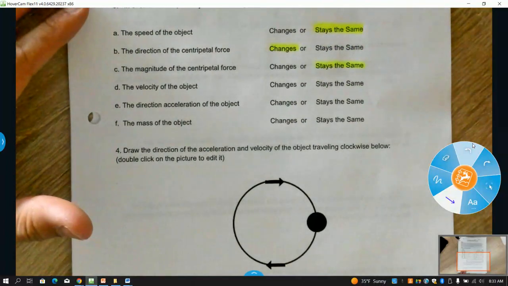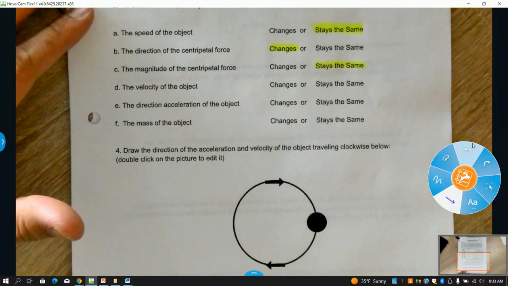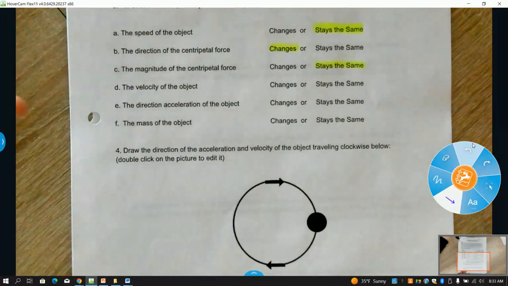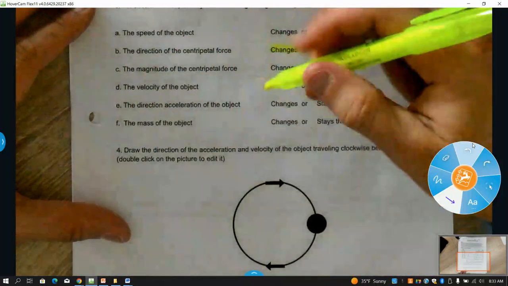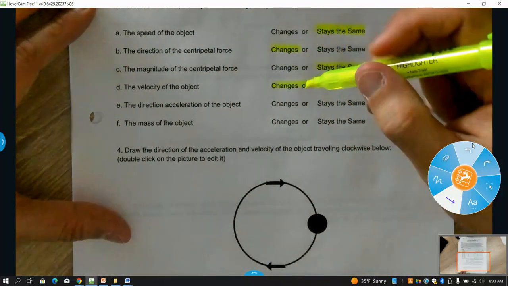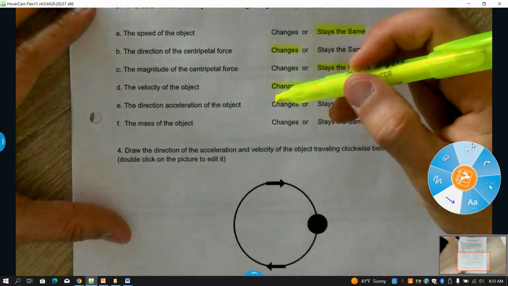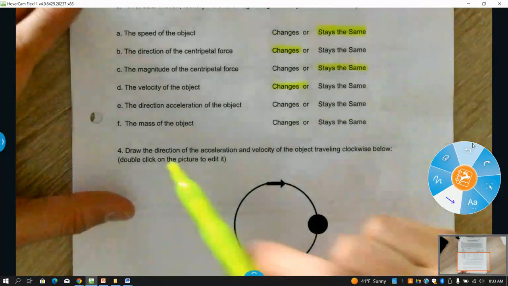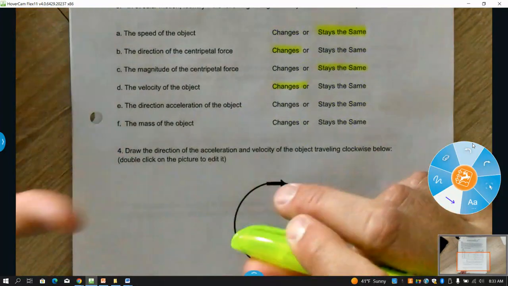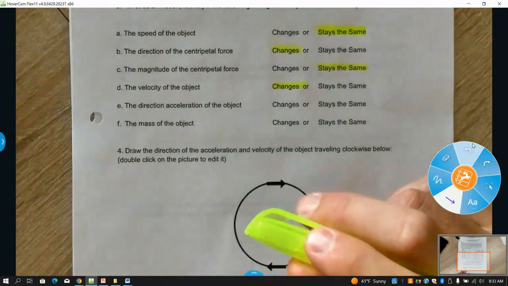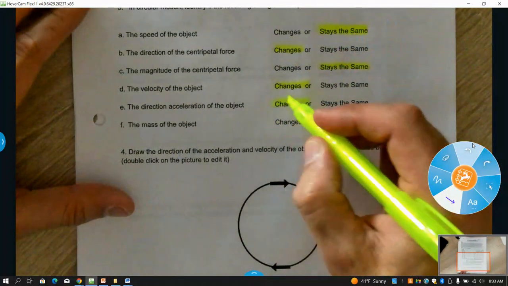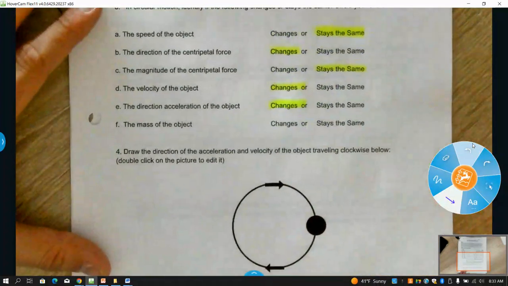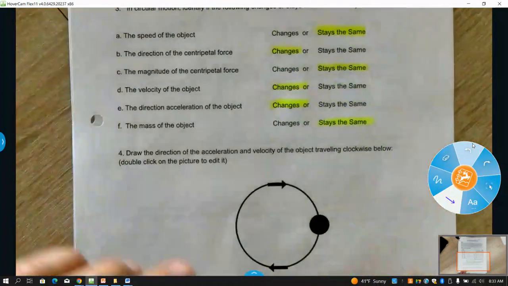What about the velocity? Good. It's going to change, and why? Because if we broke it down into simplistic terms, velocity is essentially just speed with a direction. And since the direction is constantly changing, the velocity, therefore, is constantly changing. Anytime you have a change in velocity, the object is accelerating, and the object accelerates in the same direction as your net force. In this case, the net force would be your centripetal force. So this does change, the direction. The mass of the object, though, it's chilling. It's staying the same.